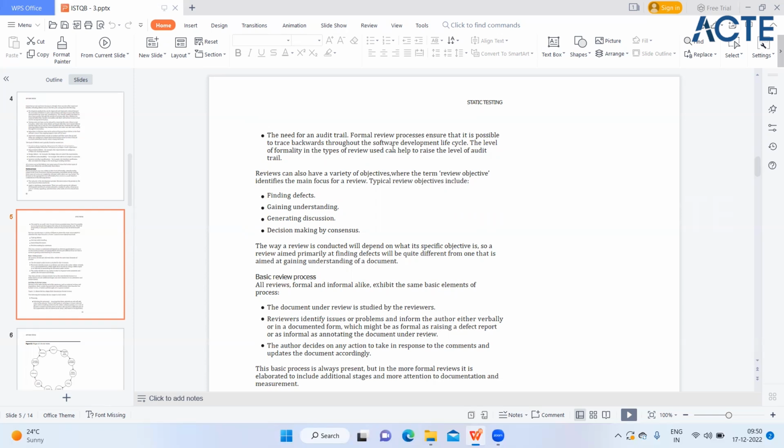But in an informal review we cannot do this, because we are not providing much time, and we are just discussing things and starting the code.